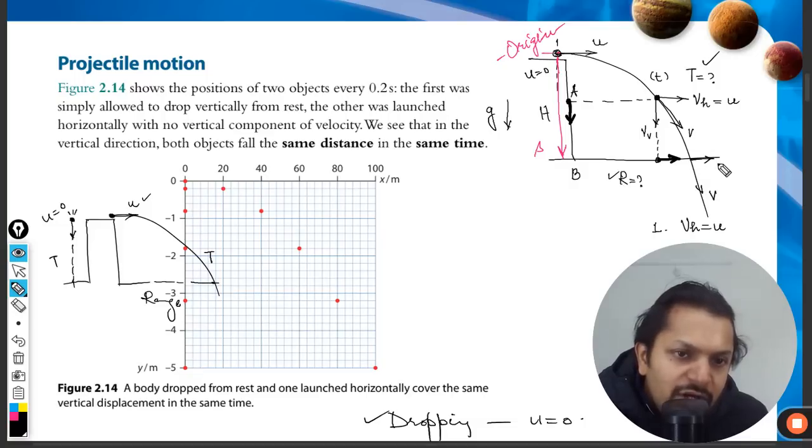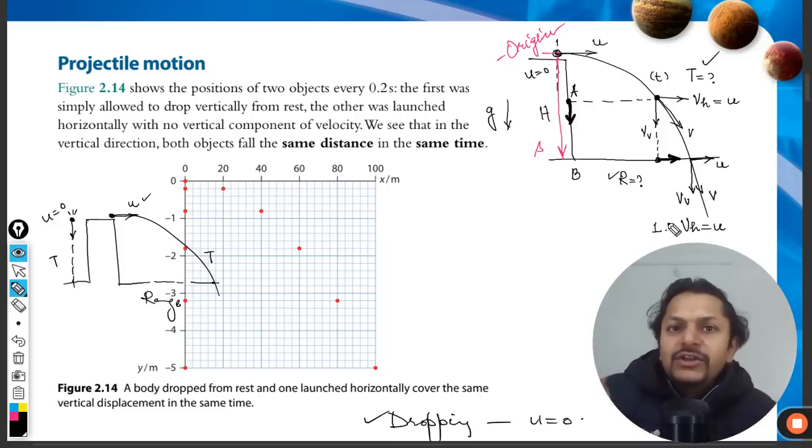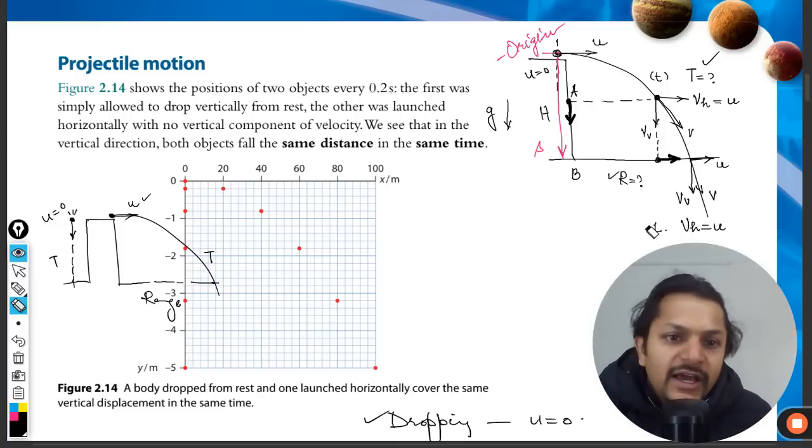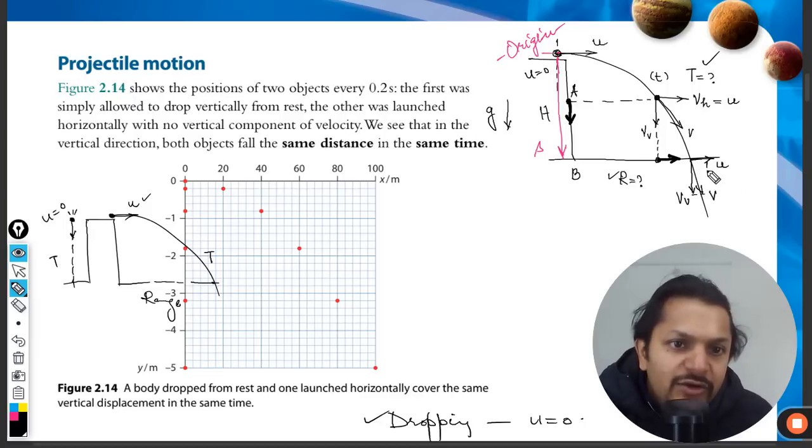This is the horizontal velocity, which is always going to be u. And this is the vertical motion velocity, which is going to increase its value. The further it is from the origin, the more it is. So we have to find the velocity V. And then we can apply the Pythagorean theorem here, because this is definitely going to create a right angle triangle. The triangle will be somewhat like this.